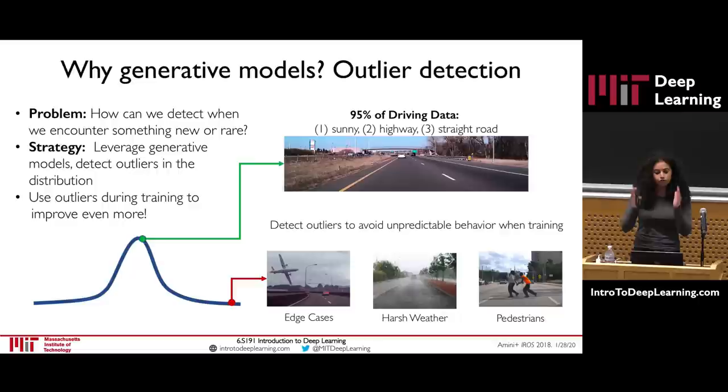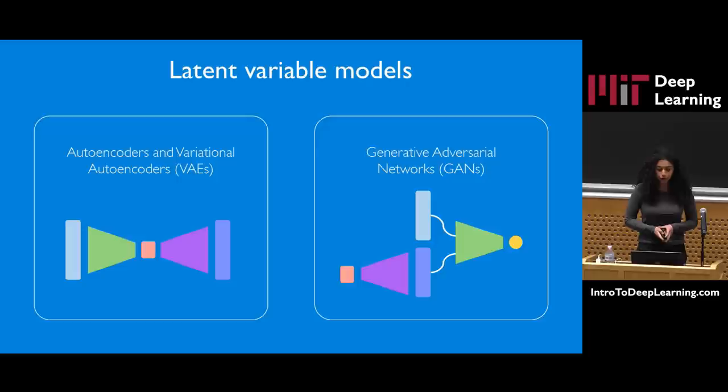But it's really critical that our autonomous vehicle would be able to handle all cases that it could potentially encounter in the environment, including edge cases and rare events like crashes or pedestrians, not just the straight freeway driving that is the majority of the time on the road. And so generative models can be used to actually detect the outliers that exist within training distributions and use this to train a more robust model.